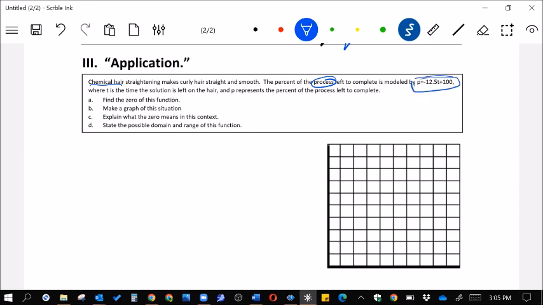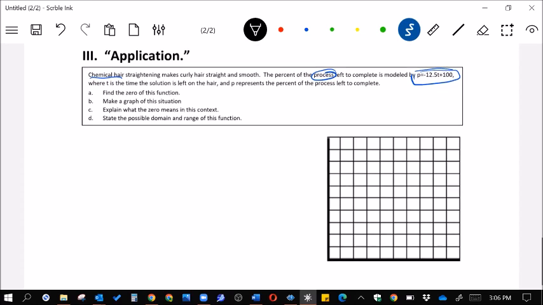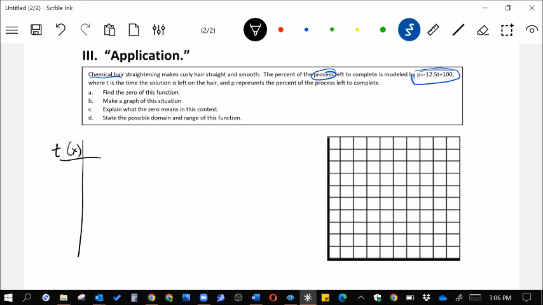Okay. T means the amount of time that is left for the solution to sit on the hair, and P is the percent of the process left to complete. Okay, so what we're going to do is graph that line. Let's figure out what we have here. So we need to do an XY table. So the T is actually what we would call X. And then the P is what we would call Y.